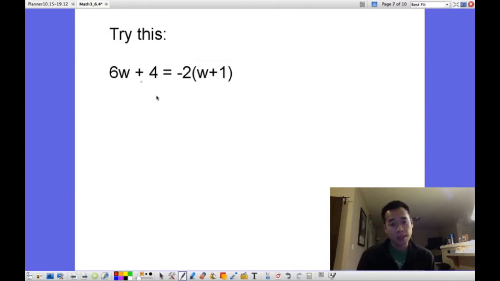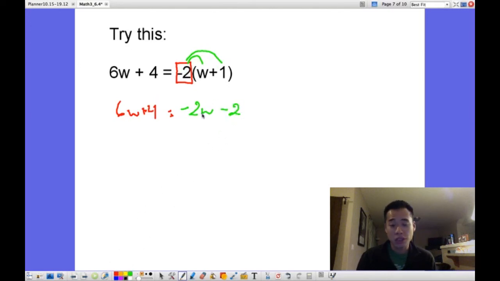So I really have one more example, and this last example is kind of like the last one, but this time the number outside the parentheses is a negative. So just watch what I do real quick. I know that 6w plus 4 on the left hand side, I can't really do anything with it right now. I'm just going to write it. But I'm going to take this negative 2 outside and distribute everything to the inside. So I know that negative 2 times w is negative 2w. I know that negative 2 times positive 1 is a negative 2.